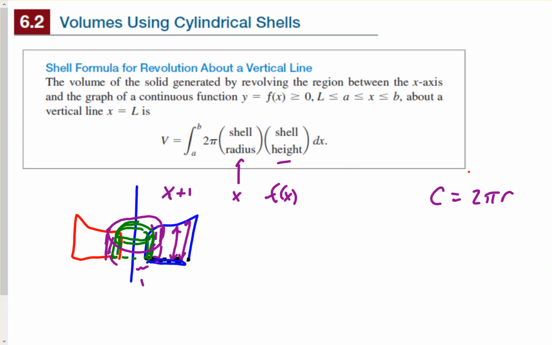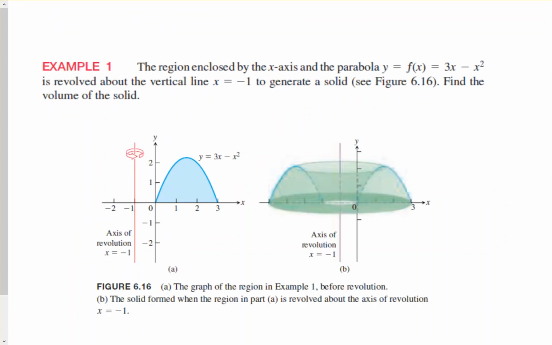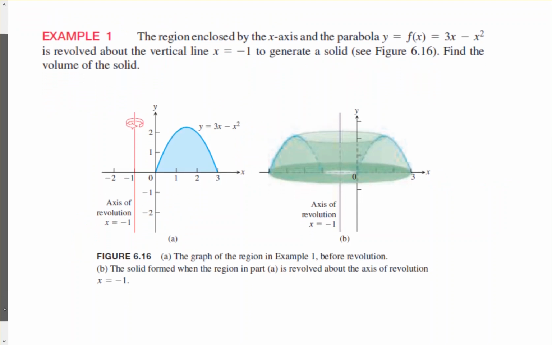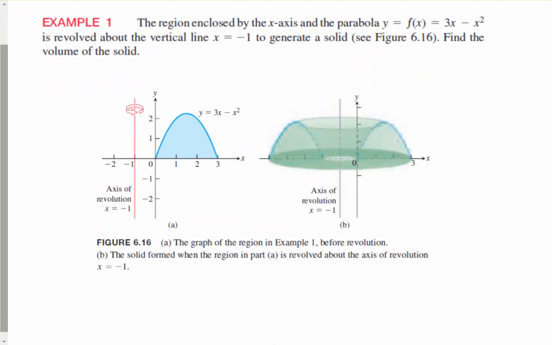So let's take a look at our first example. The region enclosed by the x-axis and the parabola 3x minus x squared is revolved about the vertical line x equals -1 to generate a solid. Find the volume of the solid.